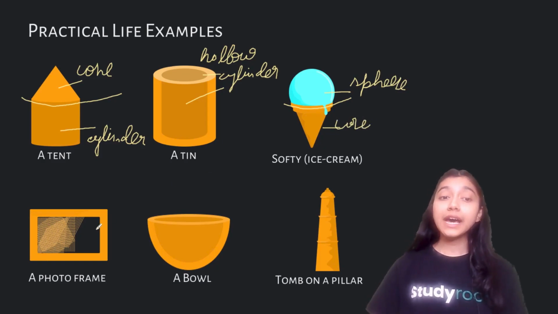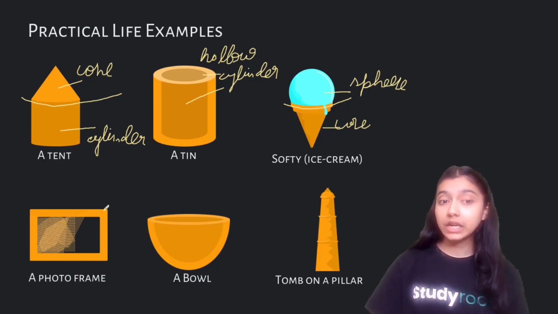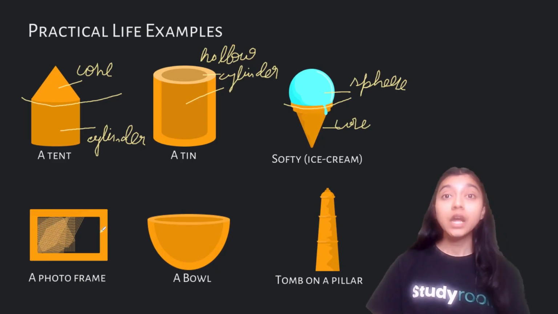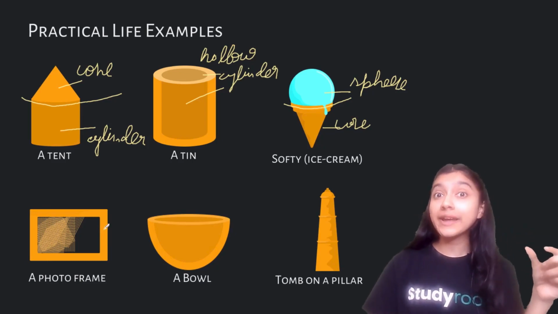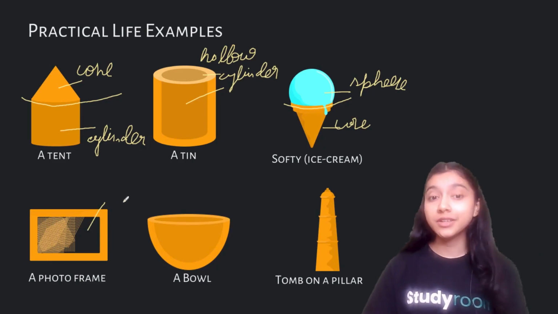Now, we have a photo frame. A photo frame basically looks like, from the top view, a rectangle, but it has some volume. It occupies space. So ultimately a photo frame will be cuboidal in shape.